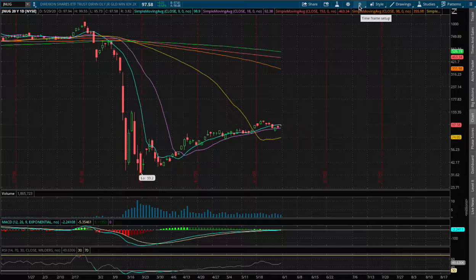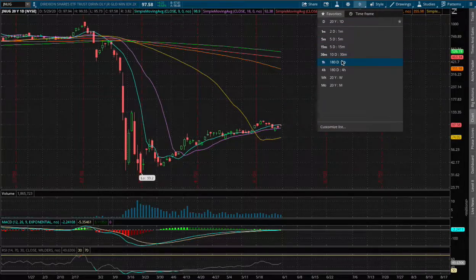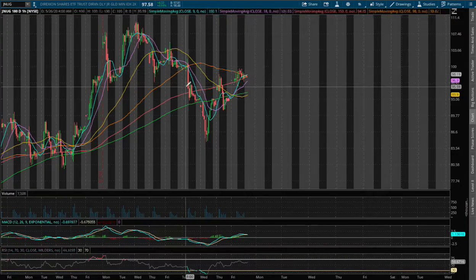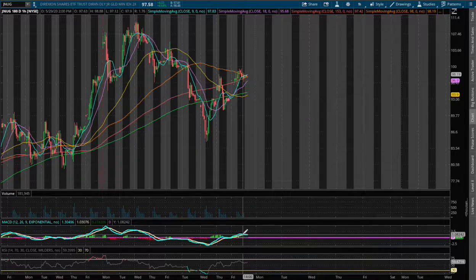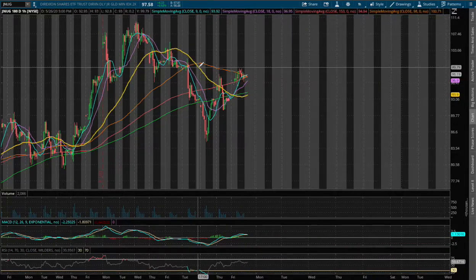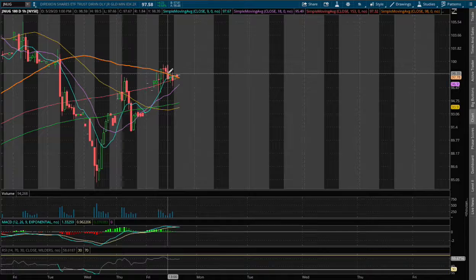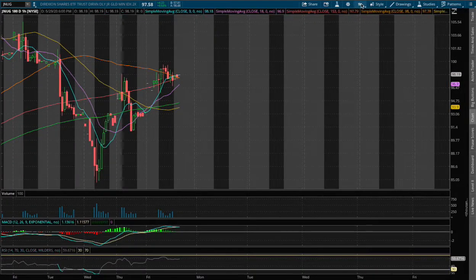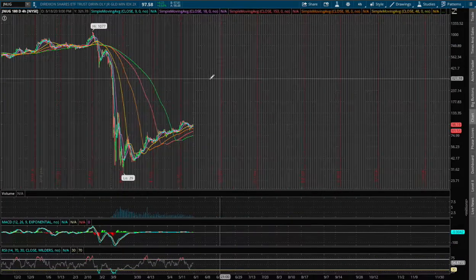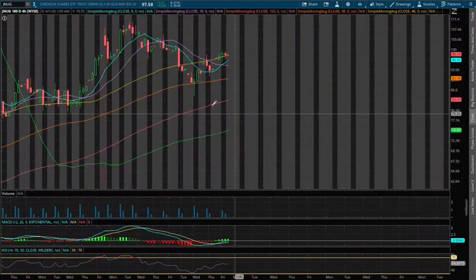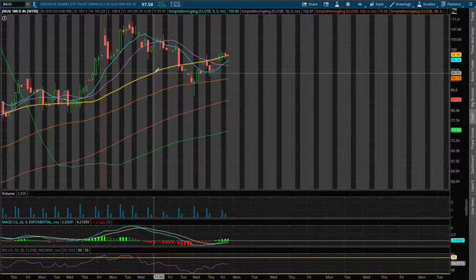On Friday, JNUG was up around 4.6% on the 1-hour chart. We are starting to see a slight divergence on the 1-hour MACD, and we are encountering resistance around the price of $98.30. If we extend that further on the 4-hour chart, we are also encountering the 50 moving average as a resistance.